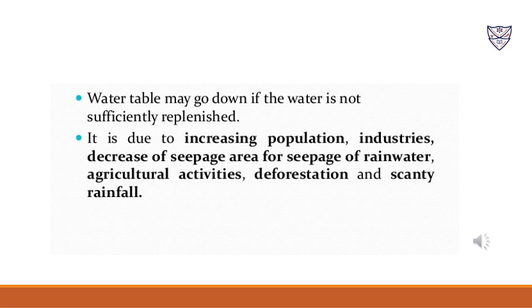If we collect more water than we use, then the water level is going to be higher. But if we use more water than what is collected, then the water table will get depleted. Now, as urbanization has increased, we have increasing population and industries. There is a decrease of area for seepage of rainwater because everything is almost made of concrete. Agricultural activities, deforestation, and scanty rainfall, all these things contribute to depletion of the water table.